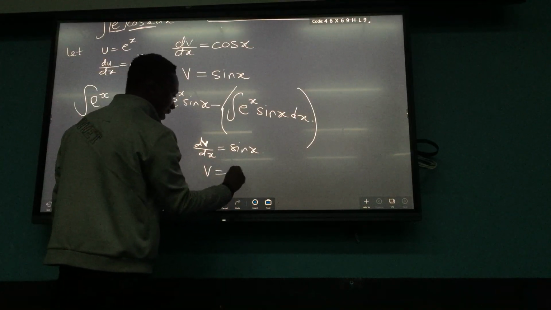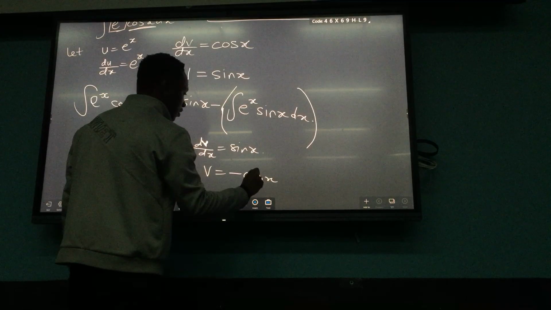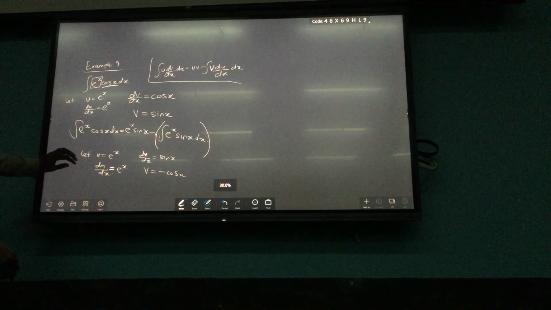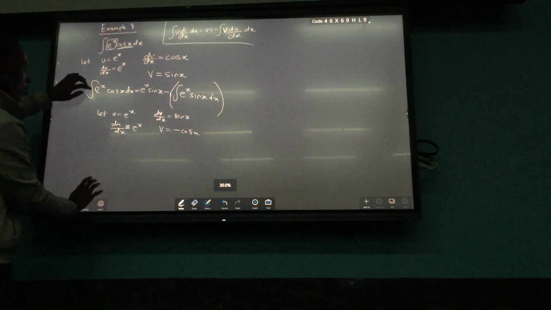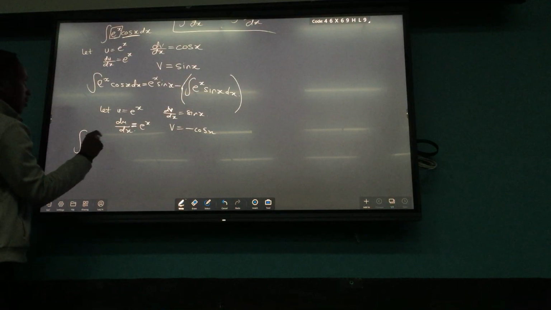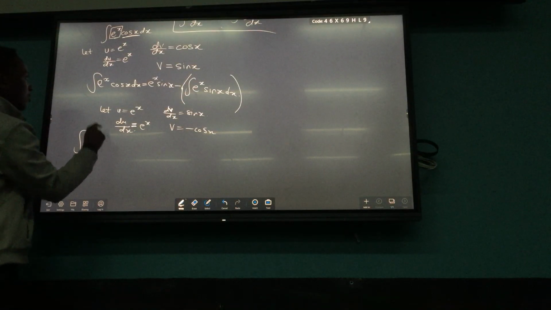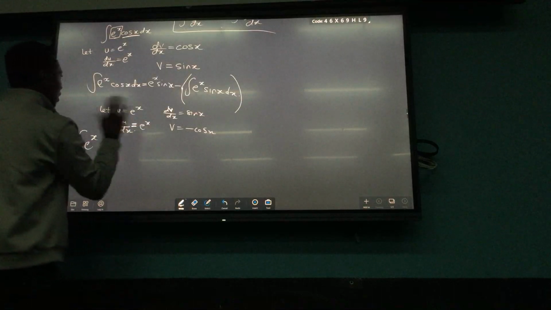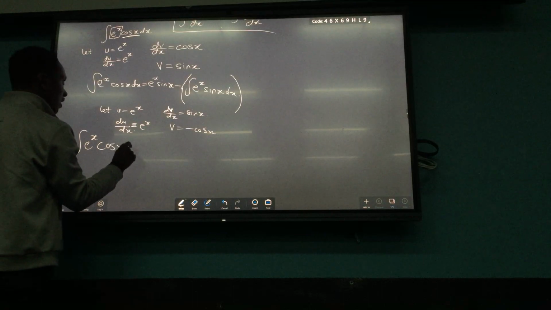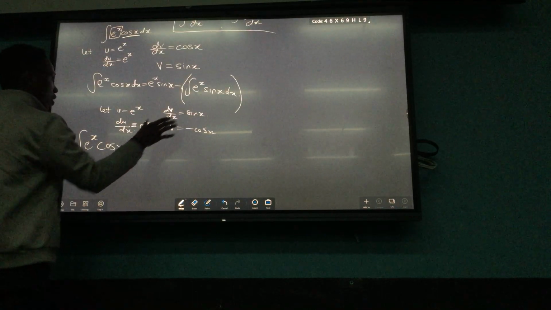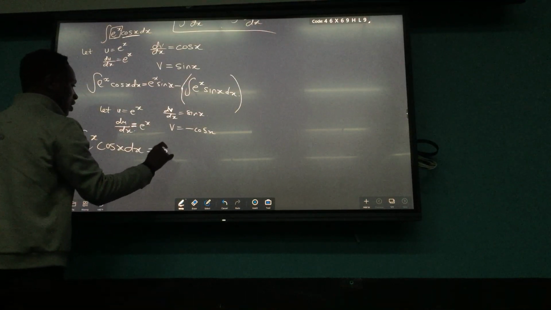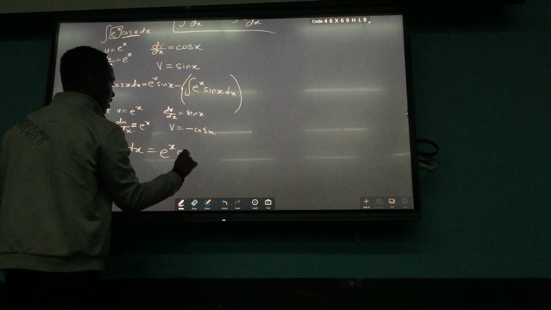V becomes minus cos of x, right? Now we apply integration by parts for the second time. So we are going to say the integral of e to the x. So this part we write it as it is, right? The integral of e to the x cos x, nothing has changed there. We only touched there. So here we just write it as it is. We don't need to change anything because we haven't done anything there.